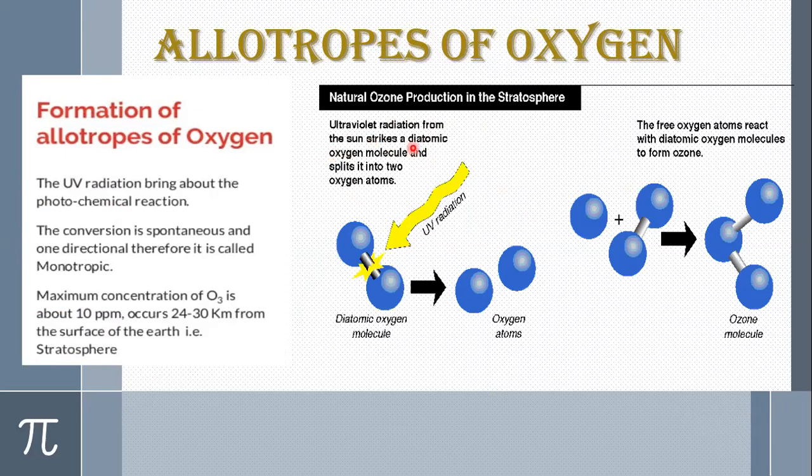Ultraviolet radiations from the sun strike diatomic oxygen molecules and split them into oxygen atoms, and this bond is broken with the help of UV radiations. Next, this oxygen atom is going to react with another dioxygen molecule and they will produce an ozone molecule.